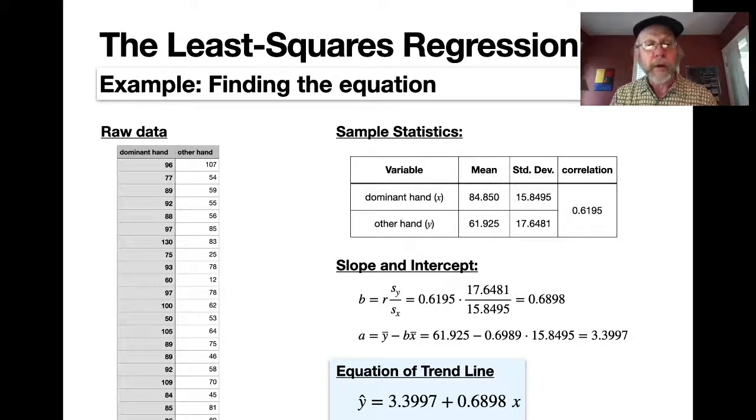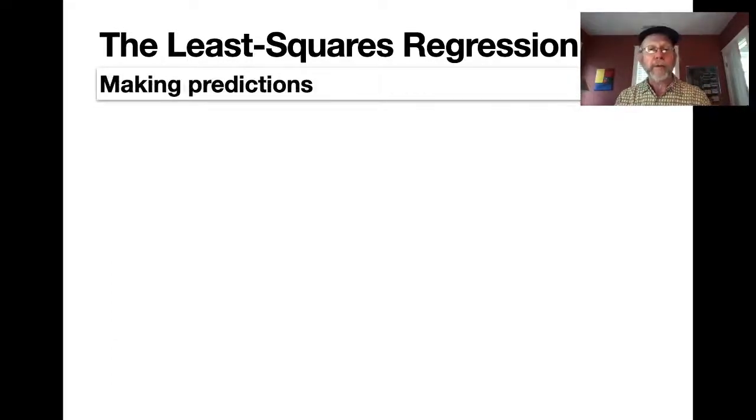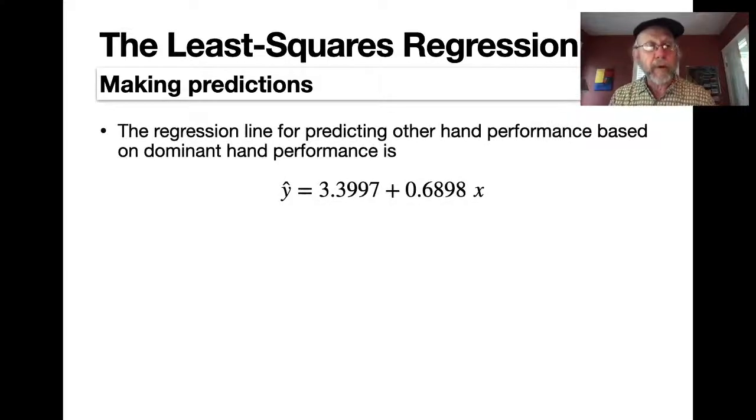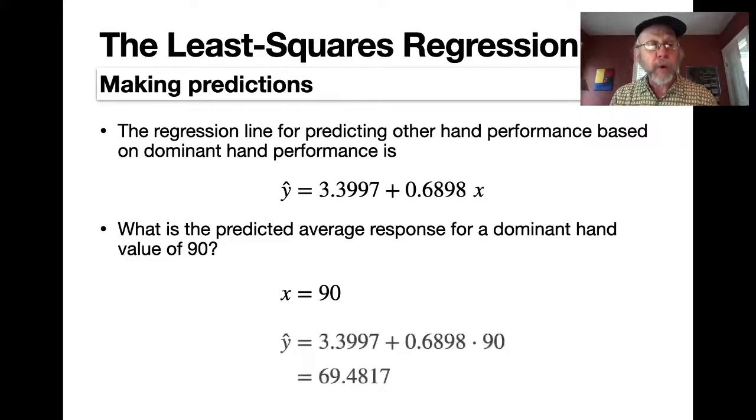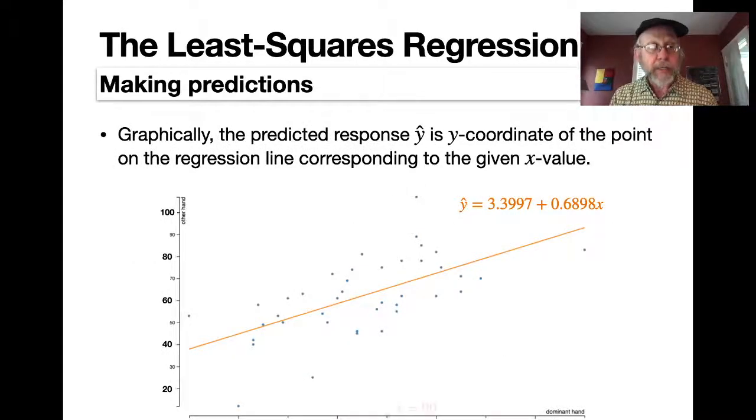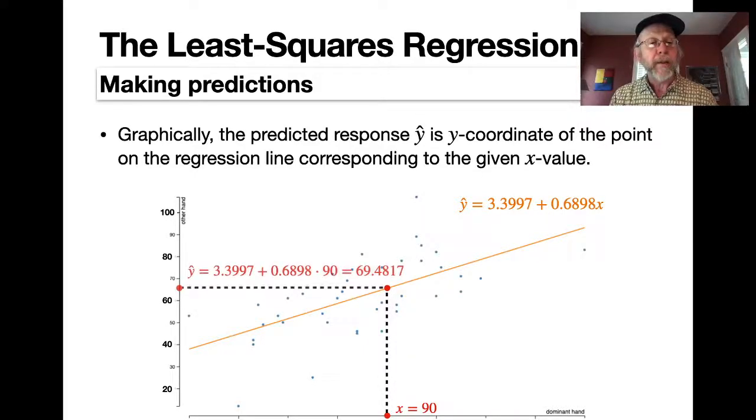Once you have the equation, you make predictions by plugging into it. So for instance, we have the equation for the regression line. What would be the predicted average response for a dominant hand value of 90? Well, 90 would be our x value, and we would plug that into our equation to find y hat. And that again gives us 69.4817. And again, graphically, that just corresponds to finding the y value on the line that corresponds to the given x value.